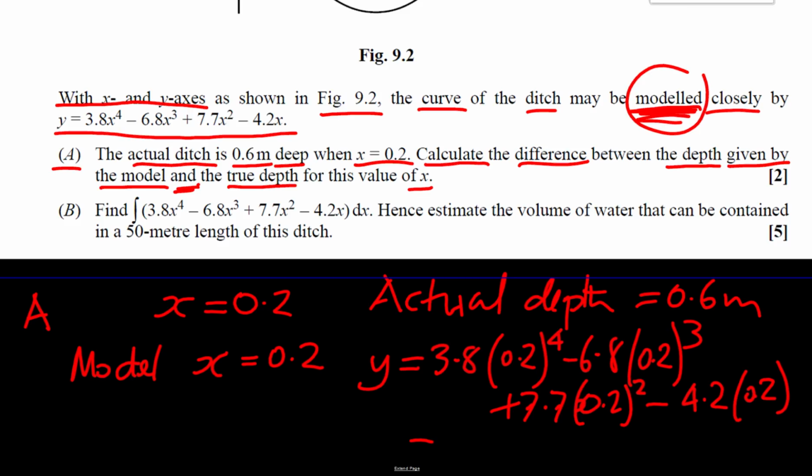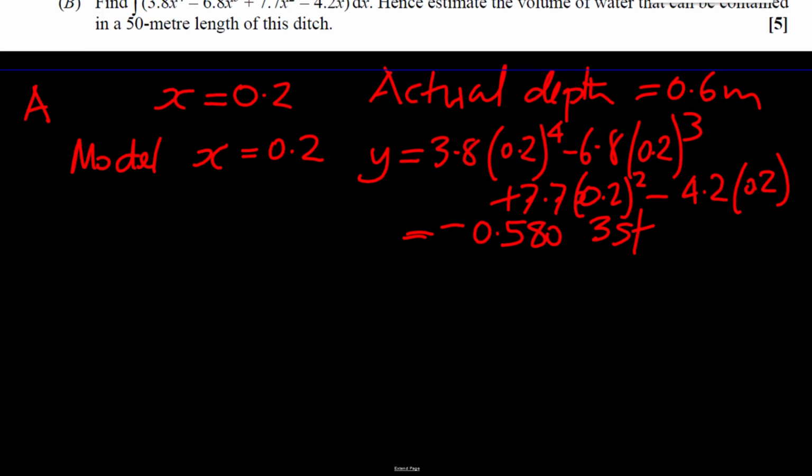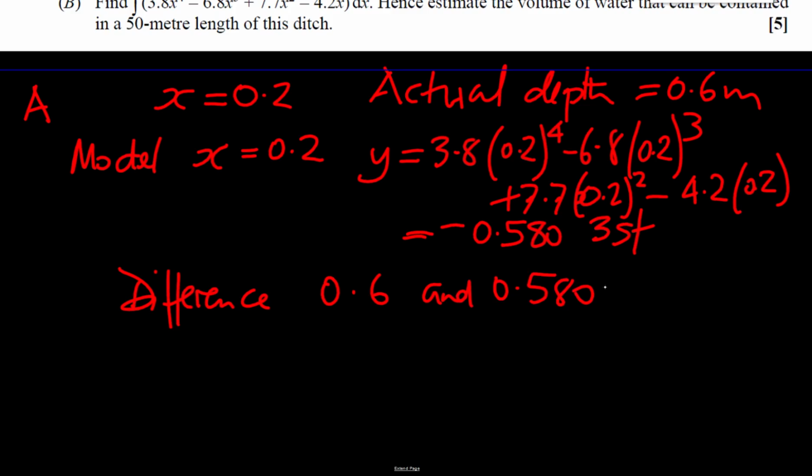Okay, and if we calculate that through by fitting that in, we get minus 0.580, and I'm quoting that to 3 significant figures. That seems to be a typical MEI standard, and that would be suitable in the circumstances. So we've worked out now what the model depth is, and we've got the actual depth, and it asked us what the difference is. So what have we got as the difference between 0.6 and 0.580? So the difference equals 0.02. And that will be 0.0200 to 3 significant figures. And what units are we in? Well, we're operating in meters, and we're doing that to 3 significant figures.